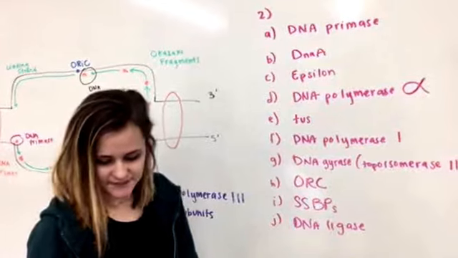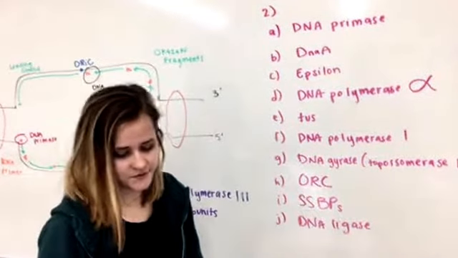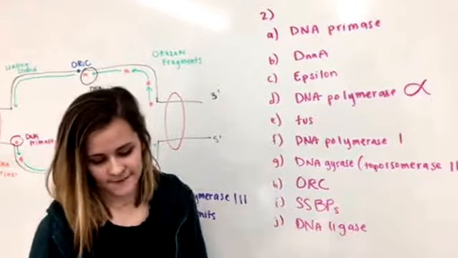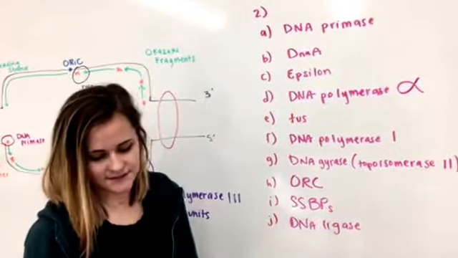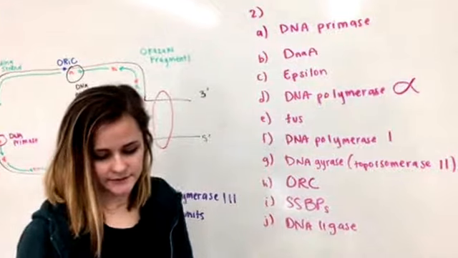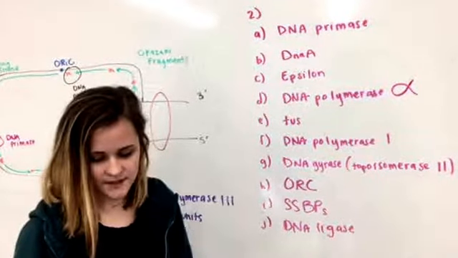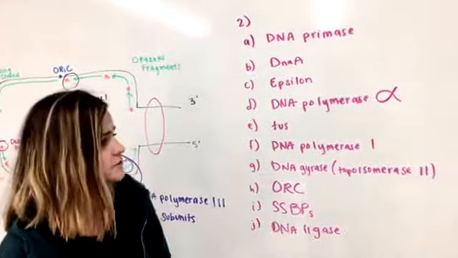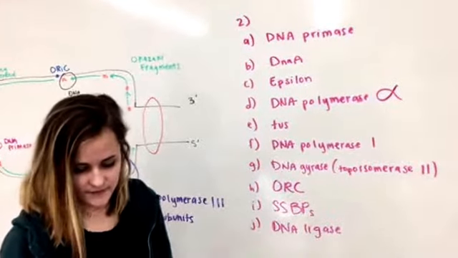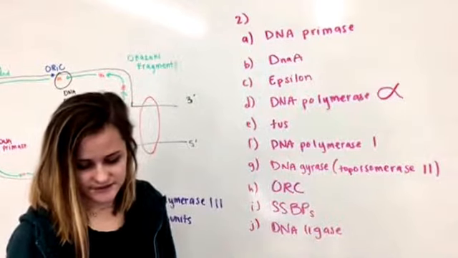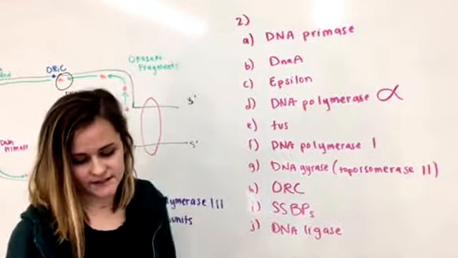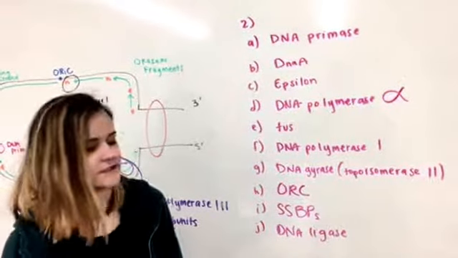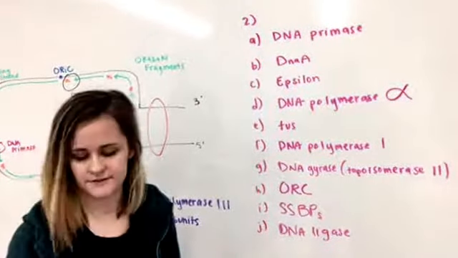E, this protein displaces DNA polymerase 3 from the chromosome to terminate replication. We said it's the TUS. F says this protein has 5' to 3' polymerase and 5' to 3' exonuclease activity. So we got DNA polymerase 1. For G, this protein introduces negative supercoils into the DNA ahead of the replication fork. So that would be the DNA gyrase or the topoisomerase 2.